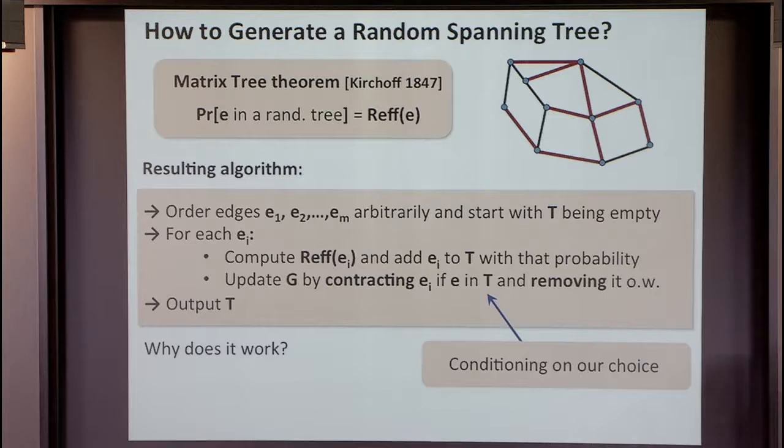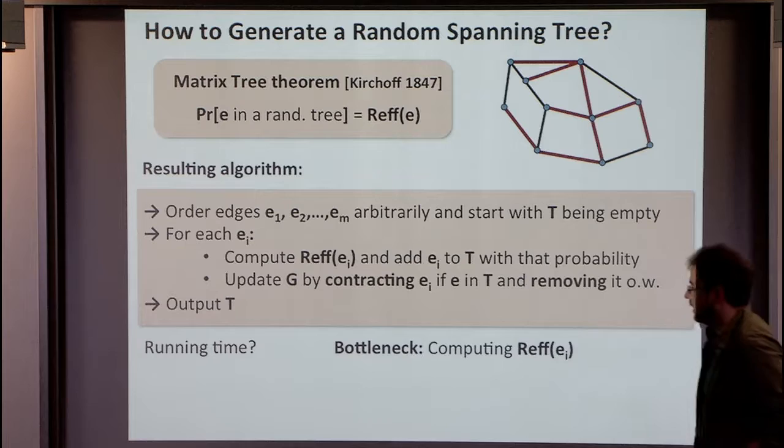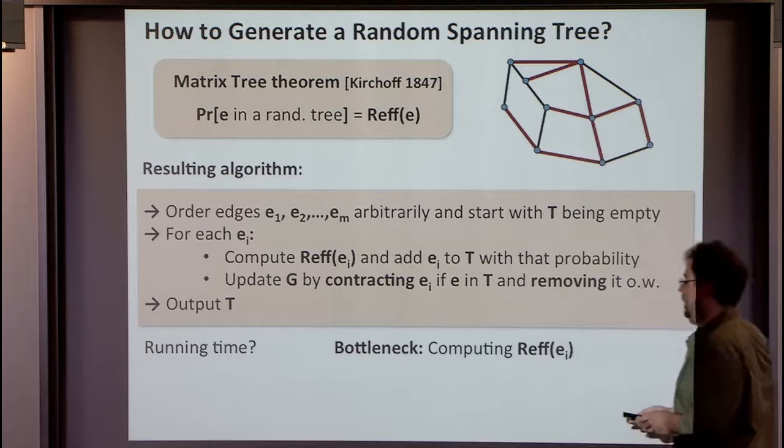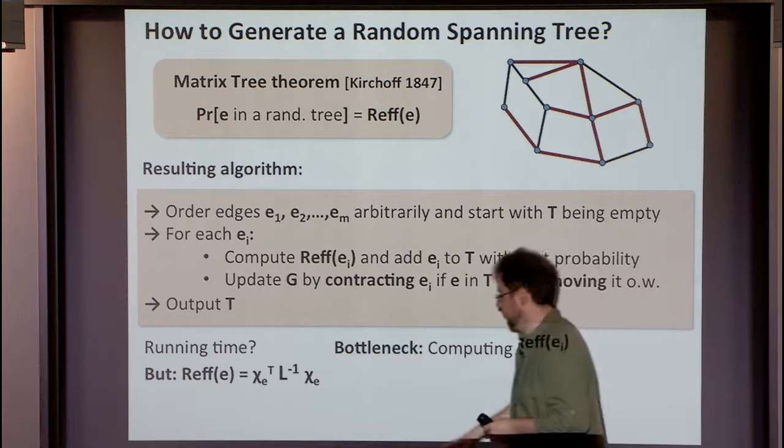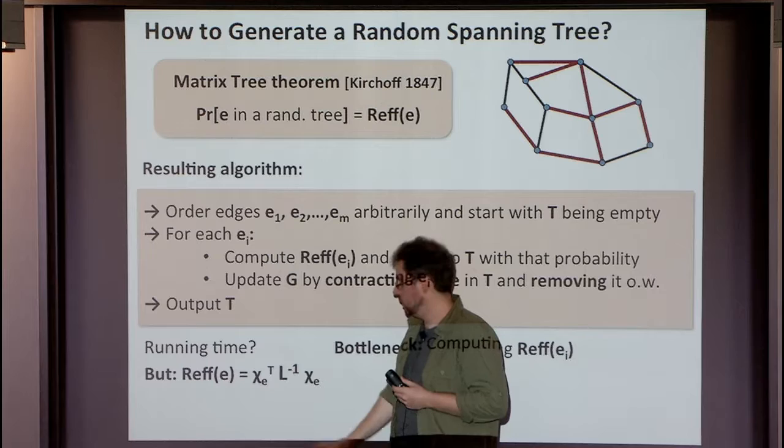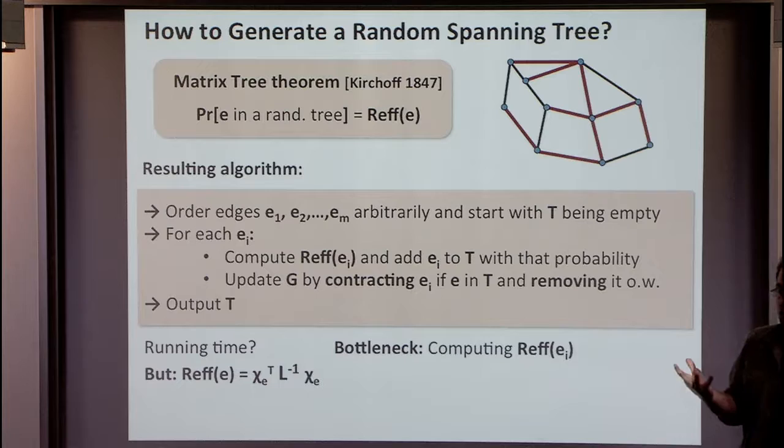And then the other question is, how about running time? What is the running time of this algorithm? Clearly the bottleneck, the only non-trivial thing that we are doing here, is computing the effective resistance. We have to do it in each step. But we already know that there is a very nice linear algebraic expression for this effective resistance, which roughly tells us that all you have to do to compute it is to compute the electrical flow, which corresponds to solving a Laplacian system.